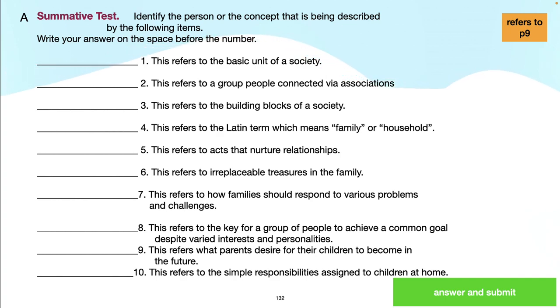7, this refers to how families should respond to various problems and challenges. 8, this refers to the key for a group of people to achieve a common goal despite varied interests and personalities. 9, this refers to what parents desire for their children to become in the future. 10, this refers to the simple responsibilities assigned to children at home. There we are. So answer and submit.